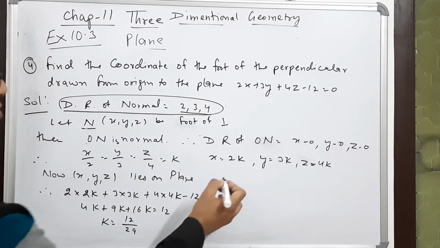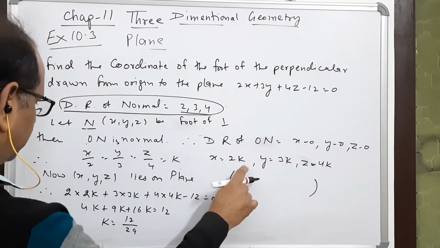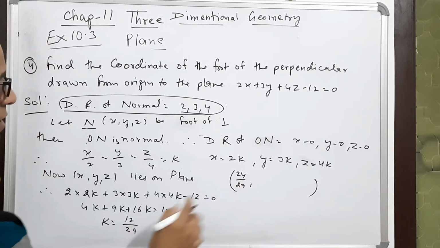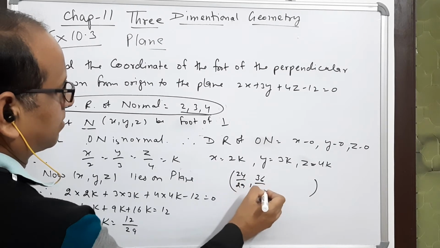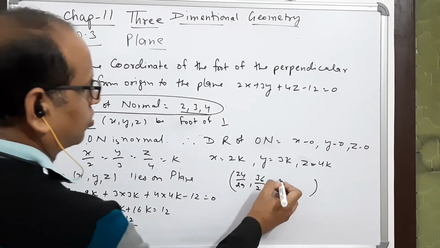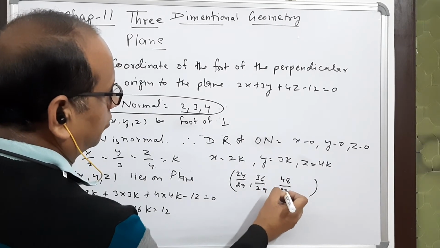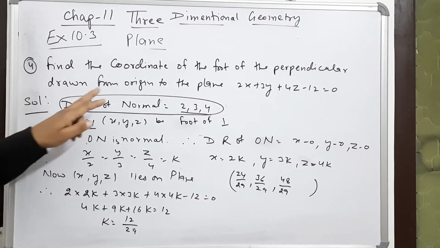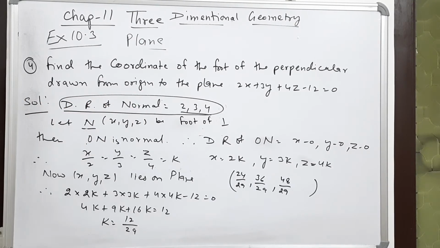So what is the foot of the perpendicular now? 2k, so 24 upon 29, 36 upon 29 and the last is 48 upon 29. So in this way we can find the coordinates of the foot of the perpendicular drawn from the origin to the plane.